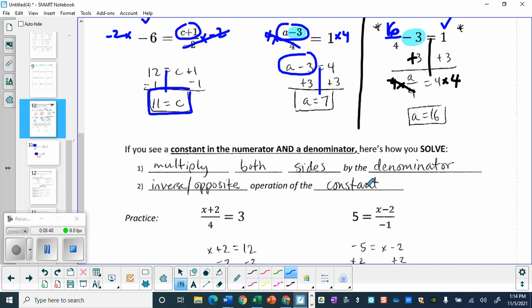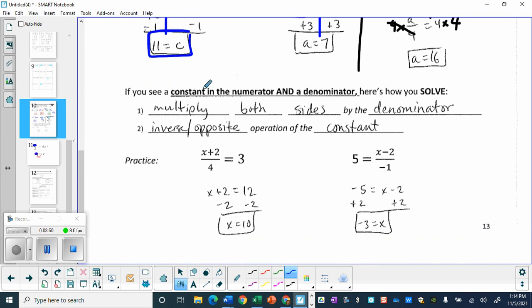Okay? So if you see a constant in the numerator, and then you also have a denominator, let's follow our steps. First, we're going to multiply both sides by the denominator. So here, my denominator is a 4. So I'm going to multiply by 4 and multiply by 4. Now I bring x plus 2 down, and 3 times 4 is 12. At this point, I'm ready to just simply subtract the 2 on both sides, and we have now solved for x, which is 10.